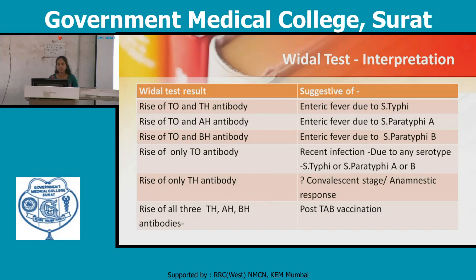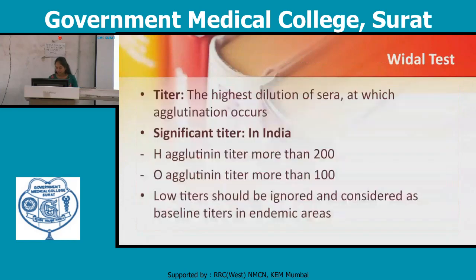A rise of only TO antibody suggests recent infection due to any serotype of S. typhi, paratyphi A and paratyphi B. A rise of only TH antibody suggests the convalescent stage or an anamnestic response. A rise of all three, TH, AH and BH antibodies, is suggestive of post-vaccination, that is TAB vaccination. Titer: the highest dilution of sera at which agglutination occurs is the antibody titer.